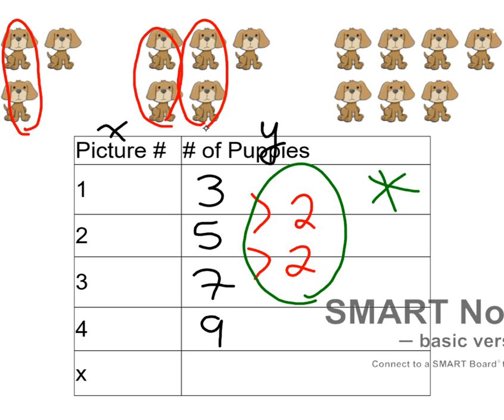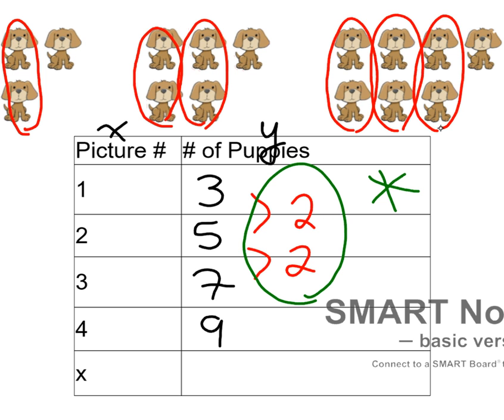We see 2 groups of 2 puppies. Here's picture 3. We see 3 groups of 2 puppies. So this one is actually 2 times 1 puppies. This one is actually 2 times 2, right? 2 groups of 2. This one is actually 3 groups of 2. So 3 times 2, or 2 puppies times 3 groups. That would be another way of saying it. And this one would end up being 2 times 4. So to get our x, what we're probably doing then is 2 times x.